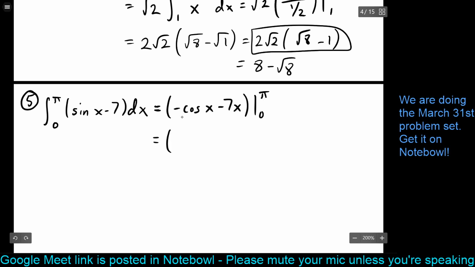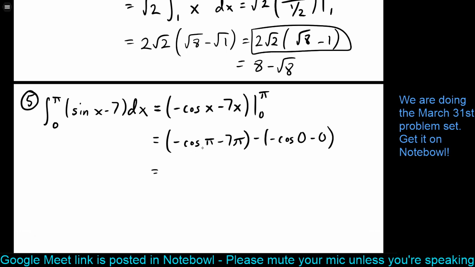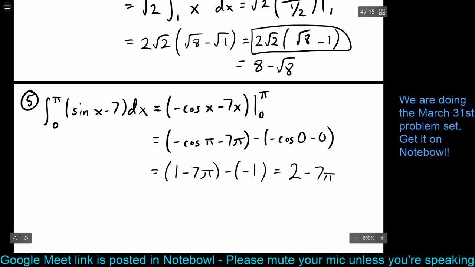So plug in pi: negative cosine of pi, minus 7 pi, minus negative cosine of 0, 0. And here you'll want to remember what these values are. So cosine of pi is negative 1, so this is 1 minus 7 pi. Over here we have minus cosine of 0, which is 1, so we have negative 1. This is going to be 2 minus 7 pi. Any question there?